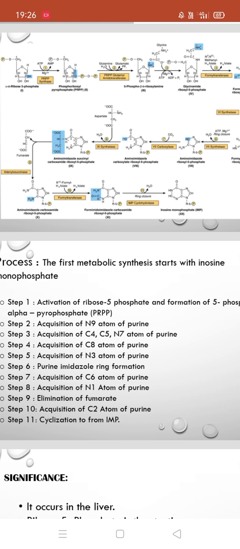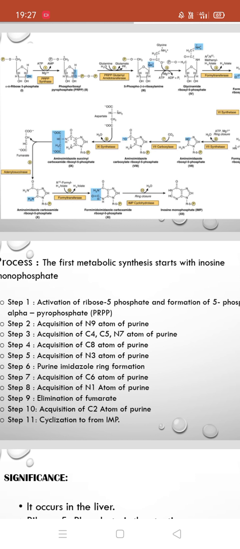Step 6, purine imidazole ring formation. An ATP-dependent ring closing reaction takes place and forms 5-aminoimidazole ribotide with the help of the 5-aminoimidazole ribotide synthetase enzyme. Step 7, acquisition of the C6 atom of purine. 5-aminoimidazole ribotide further reacts with bicarbonate with the help of the 5-aminoimidazole ribotide carboxylase enzyme to form carboxyaminoimidazole ribotide.